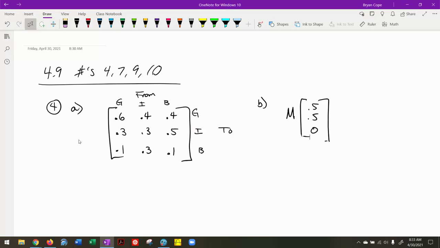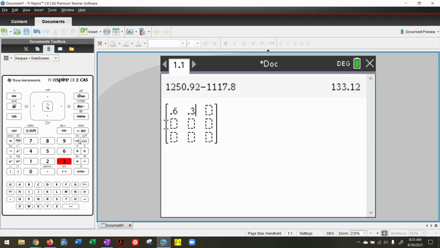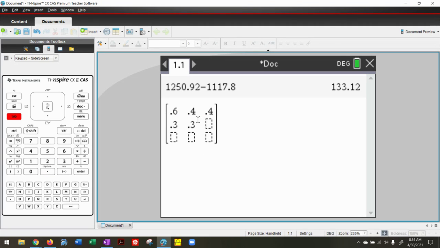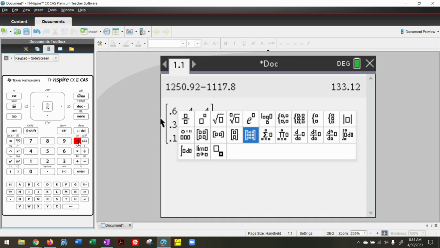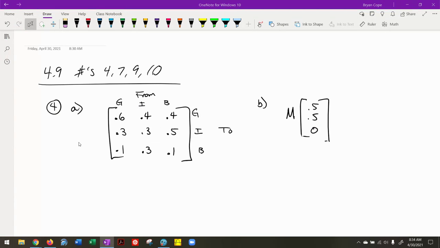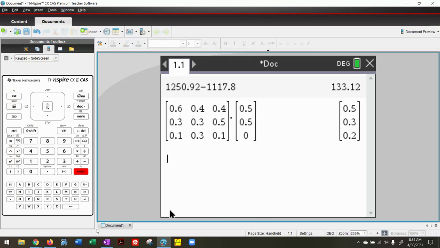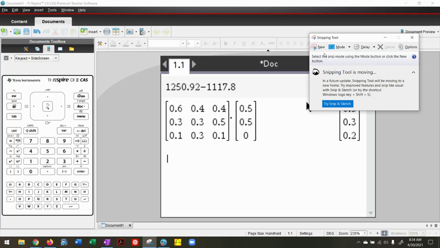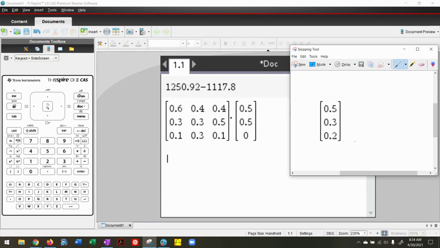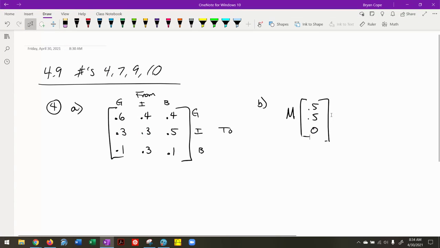Okay, so our 3 by 3 is 0.6, 0.4, 0.4, and 0.3, 0.5, 0.1, 0.3, and 0.1. Multiply the state vector 0.5, 0.5, 0. This gets us a vector that is 0.5, 0.3, and 0.2. So this is the probability of what's going to happen the following day. So our answer can be pasted in right there.